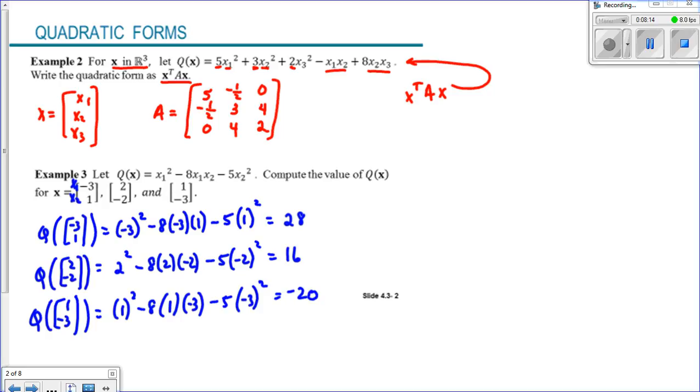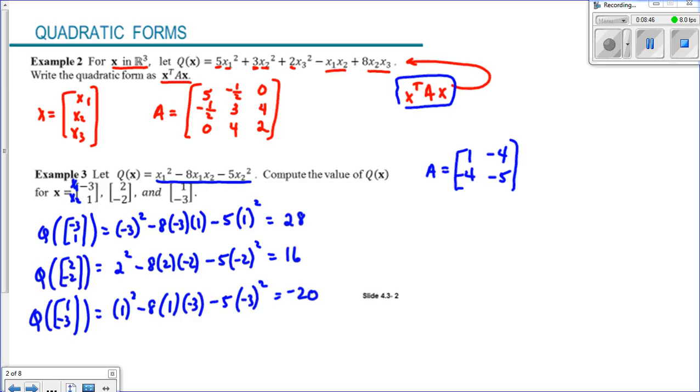Okay, so let's check this and make sure that we get the same value as if we had used this form of the quadratic form. So I'd need the matrix A first. The matrix A corresponding to this quadratic form, we know it's a 2 by 2. Our main diagonal is going to be a 1 and a negative 5, with a negative 4 in the off diagonal positions. Okay, so there's our A.